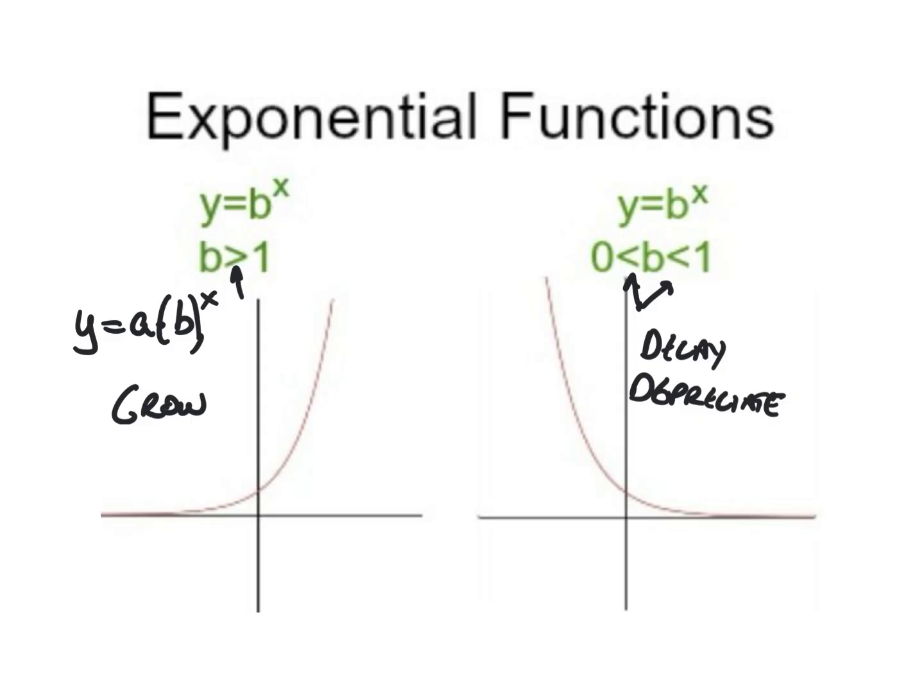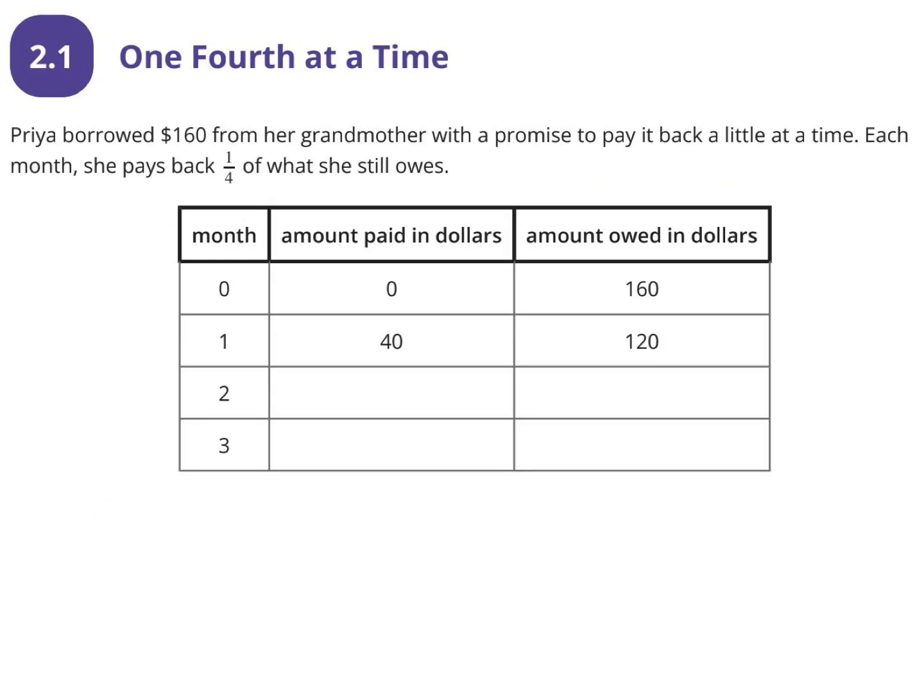So, all right, let's read this question. Priya borrowed $160 from her grandmother with a promise to pay it back a little at each time. Each month, she pays back 1/4 of what she owes. So if we had to write an equation for this, our start amount A is 160, and our change is 1/4.